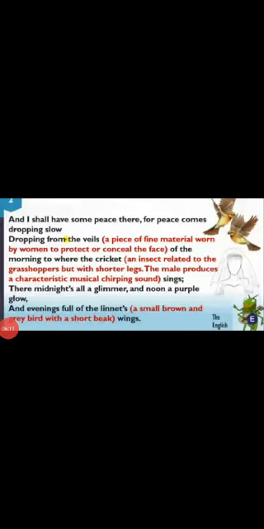In stanza number 2, there are more meanings. As we can see, the first word is wheels. What do you mean by wheels? As you can read here, a piece of fine material worn by women to protect or conceal the face. In Hindi, we call it parda. So wheels means some kind of material that is used to cover the face.